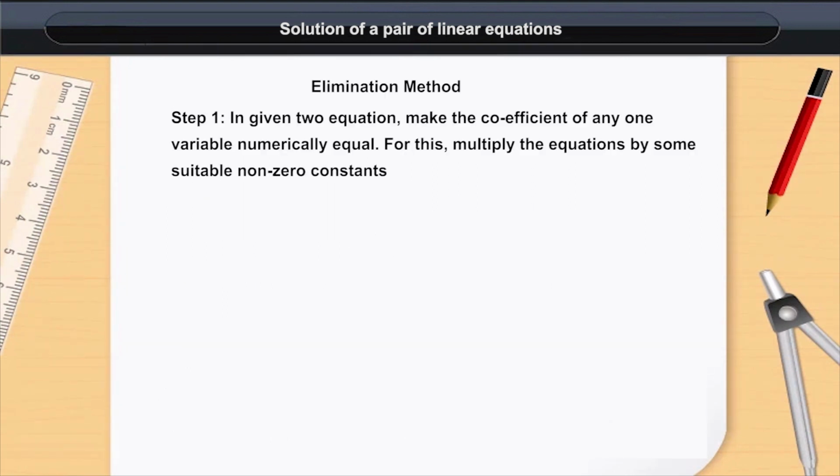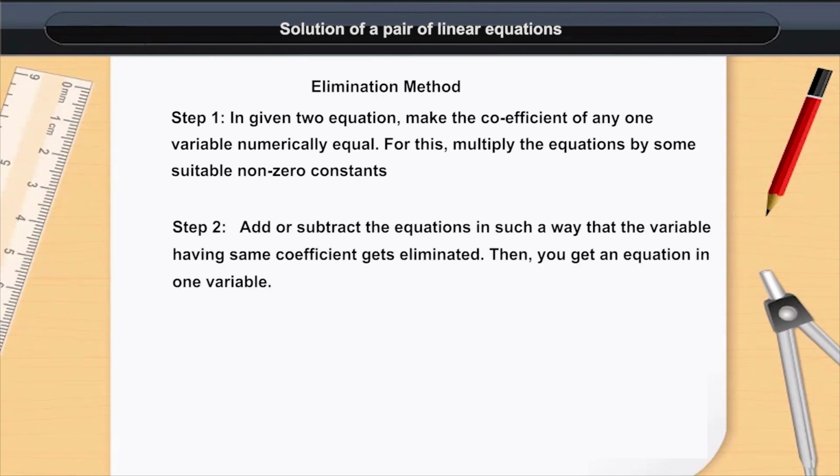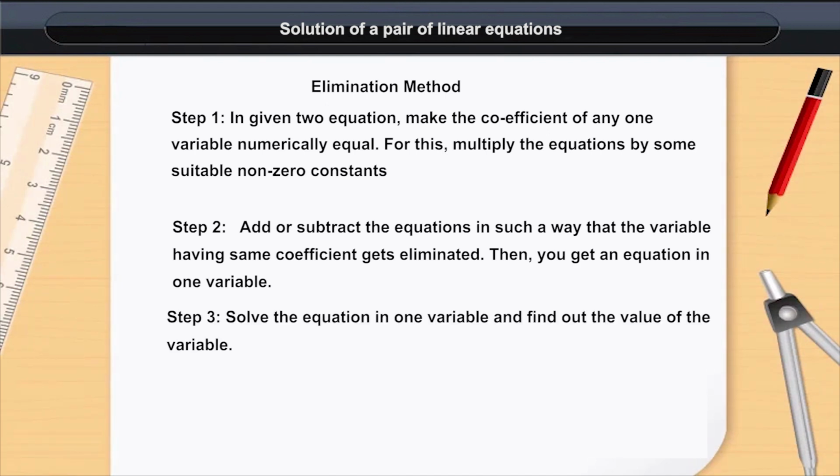Elimination method. Step 1. In the two given equations, make the coefficients of one of the variables numerically equal. For this, multiply the equations by some suitable non-zero constants. Step 2. Add or subtract the equations so that the variable with the same coefficient gets eliminated. You get an equation in one variable. Step 3. Solve the equation in one variable and find the value of the variable.